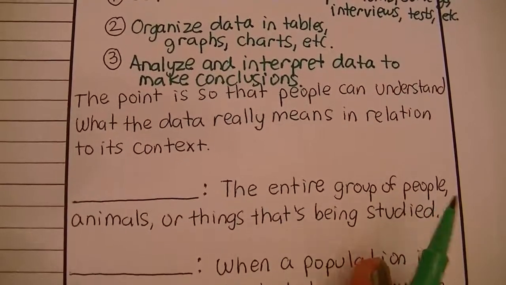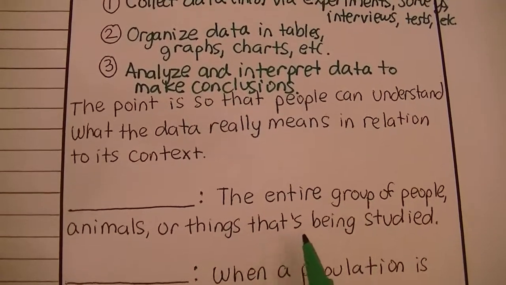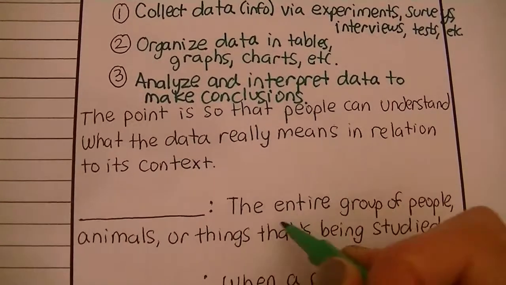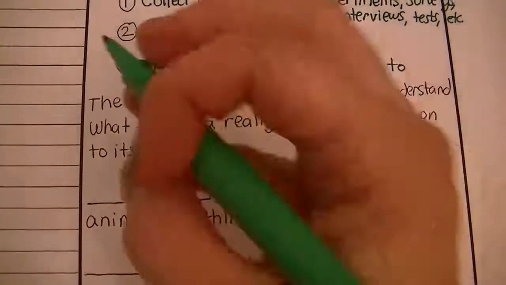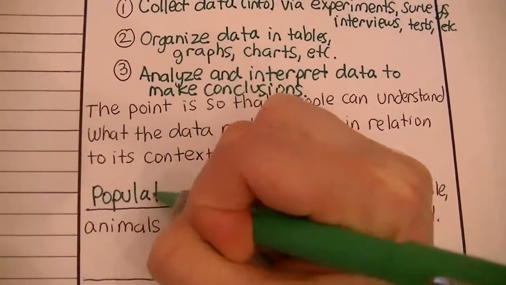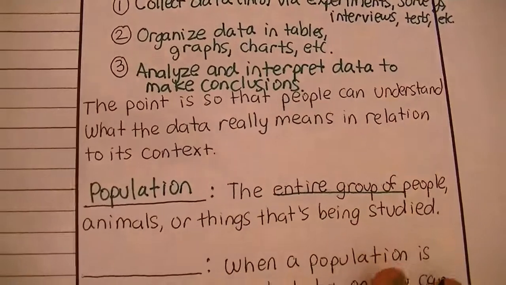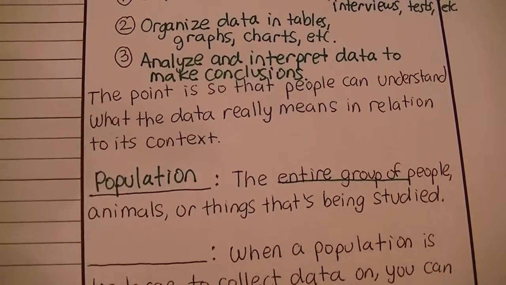All right. The definition of the next word is the entire group of people, animals, or things that's being studied. So it's the entire group of these things that are being studied. That's called a population. Okay? It's the entire group that they're interested in gathering data on, the entire group.